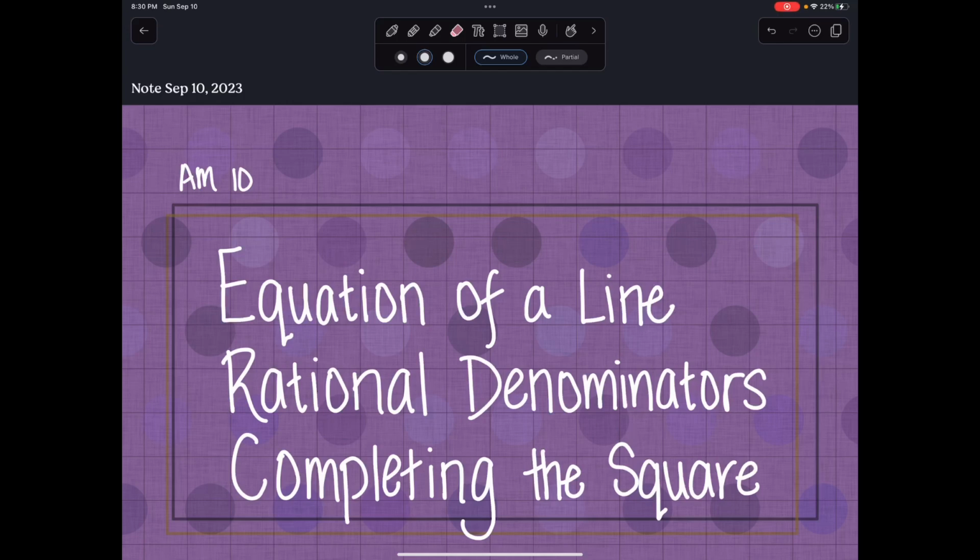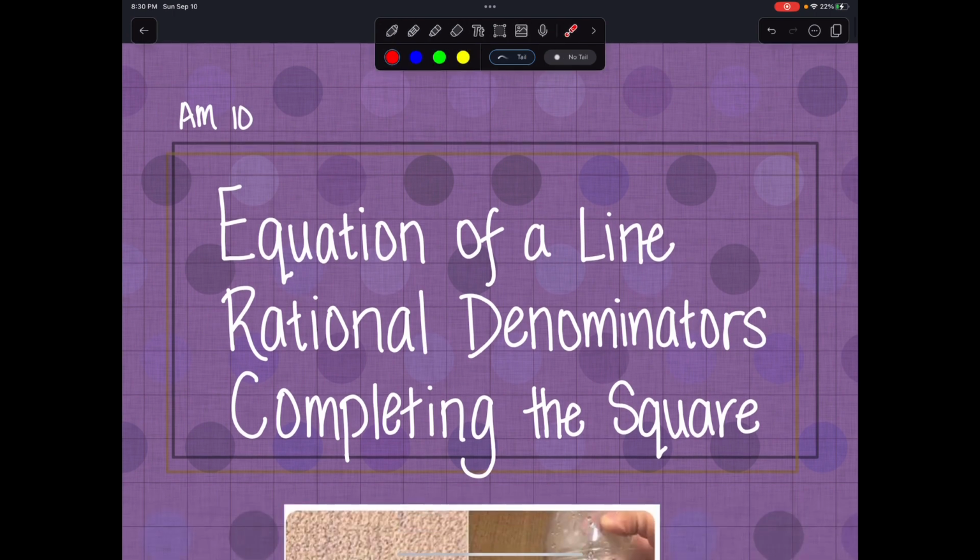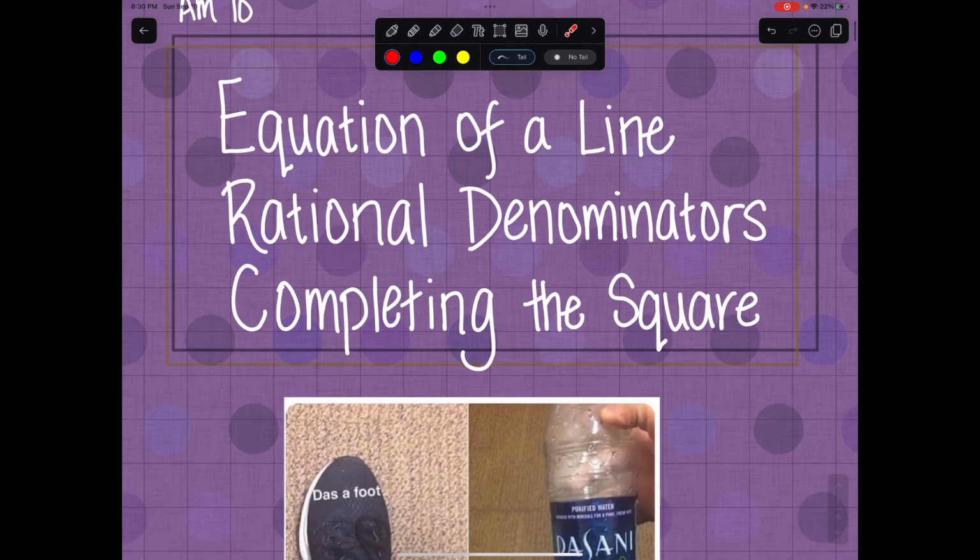Okay, there are three really big concepts that we're going to go over today, so I'm going to just jump right into this lesson. We're going to go over the equation of a line, what you need to make an equation of a line, and then we're going to go over rational denominators and also completing the square. So really a lot of important information, three different big topics.